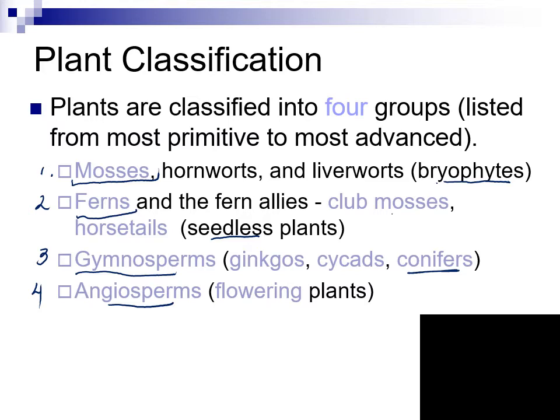So if we were in class, I would put this on the board and be adding characteristics. So maybe you want to do that in your notes. But we're just going to break the plants into 4 groups, starting with the most primitive or the simplest to the most advanced. And so the first one on the list here is the mosses. The scientific name for the mosses is the bryophytes.